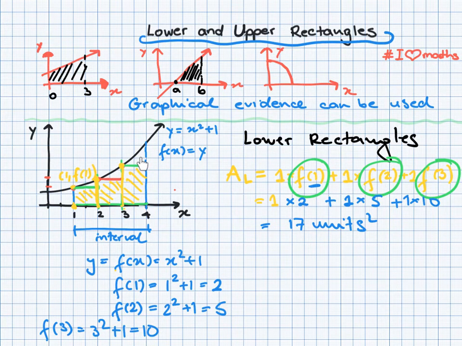So, this is our estimate, approximately 17 units. How can we have better estimates? The next step we're going to take is to use upper rectangles. So f of 2 here is 5. So f of 3. Yes, we do. I'm just going to write here, upper.